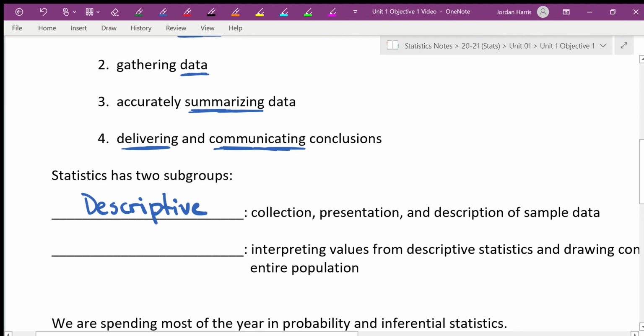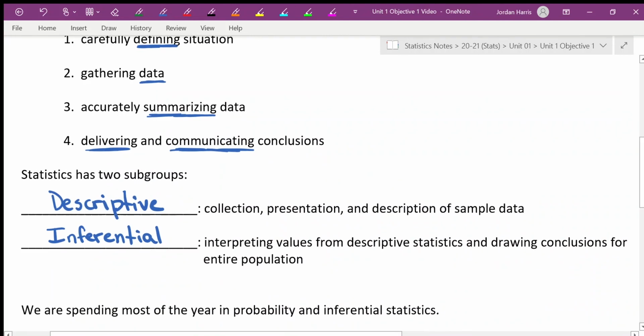Okay. The other type, inferential statistics. So this is step 4. This is delivering and communicating conclusions, basically. So we are interpreting values from descriptive statistics and drawing conclusions for the entire population. This is where we take the data we get and say, okay, this is what our sample showed. We took some data, we got it. This is what we show. This is what we think will always happen. That's the inferential. What is going to happen in the future based on this data?